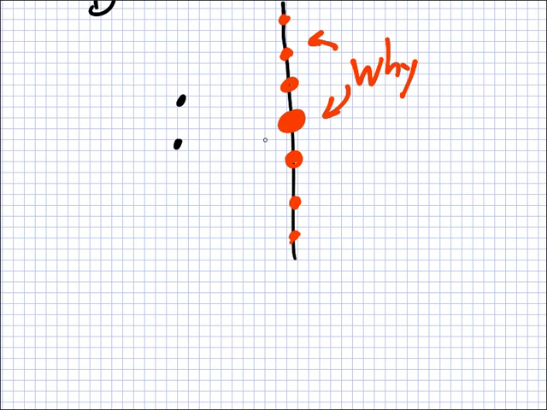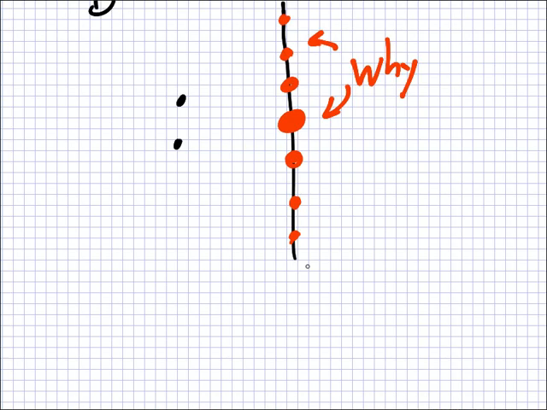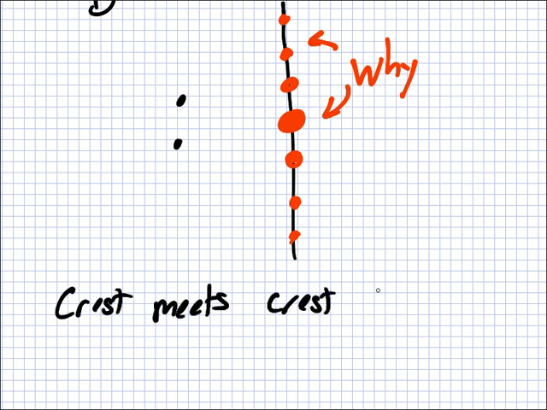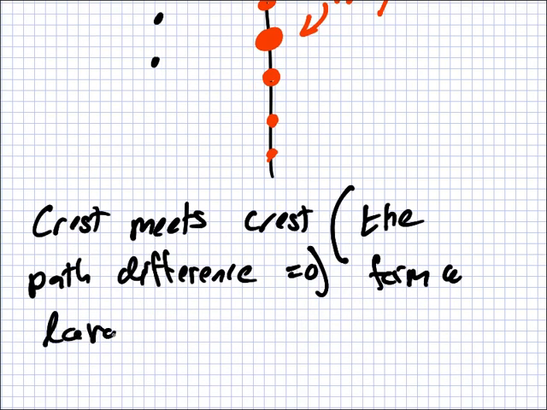Did you write anything for that? Crest plus crest are maximum. Crest plus trough, trough plus trough. Good, nearly perfect. The only problem is they also want you to talk about path difference as well. So what you should say, Ben, is crest meets crest, because the path difference equals zero and forms a larger crest. Yes, which you're right, Ben, is the maximum.